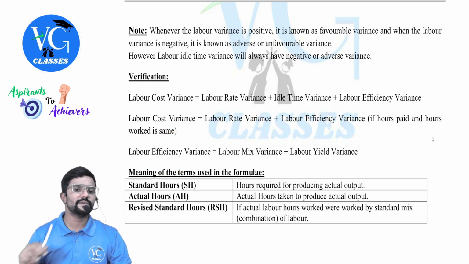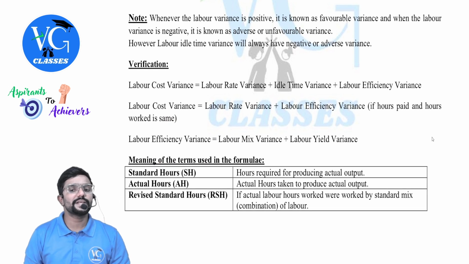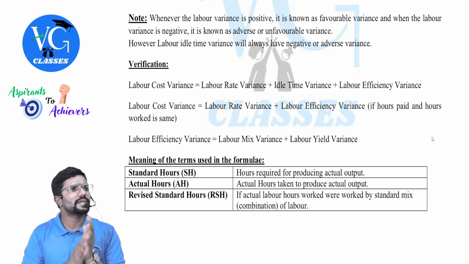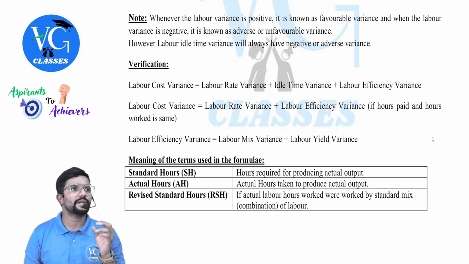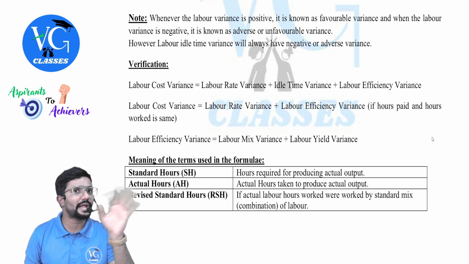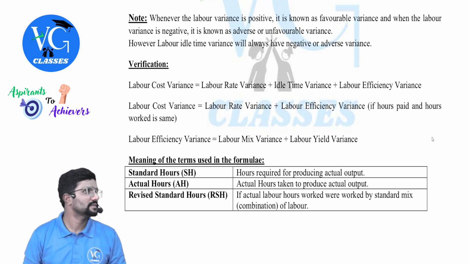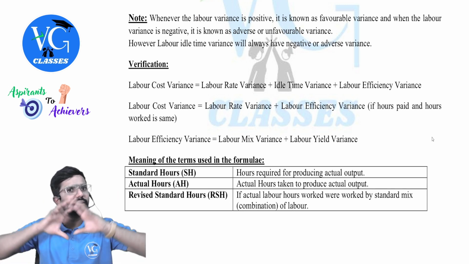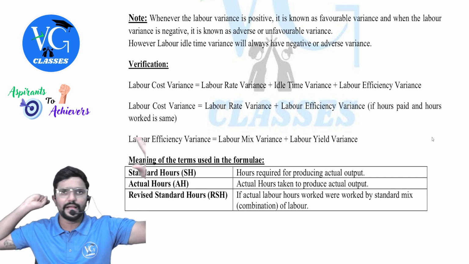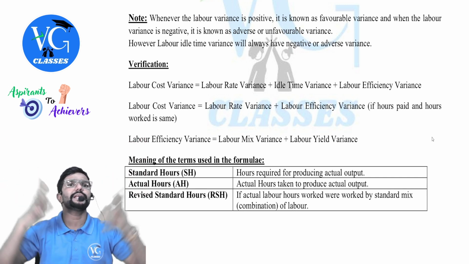Meaning of the terms used in the formula. SH means what? Standard hours, the hours required for producing actual output. Guys, here also standard hours should always be for actual output. Most of the time they would not have given it for actual output, so you have to convert. Your answer will start with that. Once you find that, prepare a table, give the standard data and actual data, then start applying the formula.